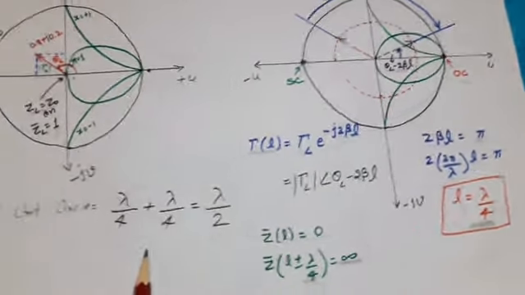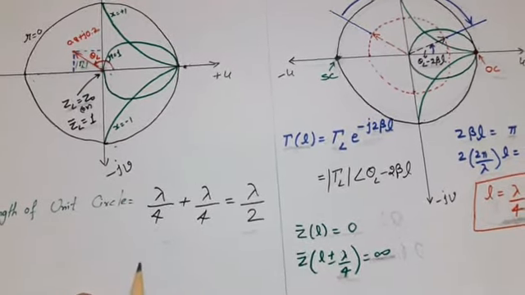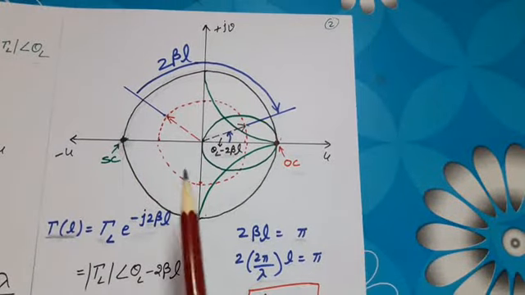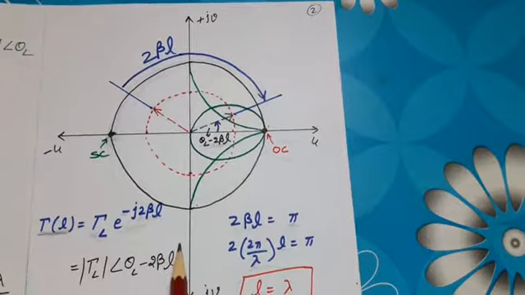So friends, in this lecture, we have learned how to find the reflection coefficient at the load or at any other location from the load. We stop here. In the next video, we will learn how to find input impedance and VSWR for a transmission line.